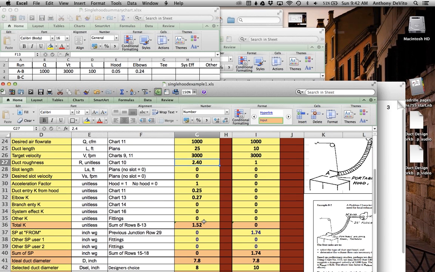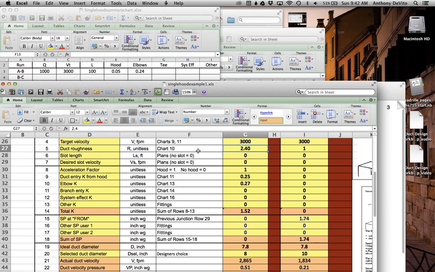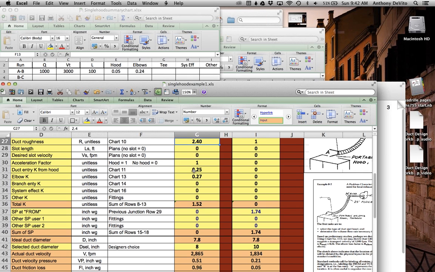Okay, so the next thing: we don't have any slots in this system. If we had a slot, we would change this, but we don't. We only have a cone type hood, so we're going to leave this at 0. We would put in the slot face velocity and the length of the slot if we were working with a slotted hood, but we're not.